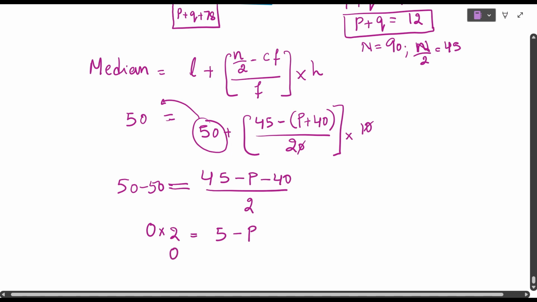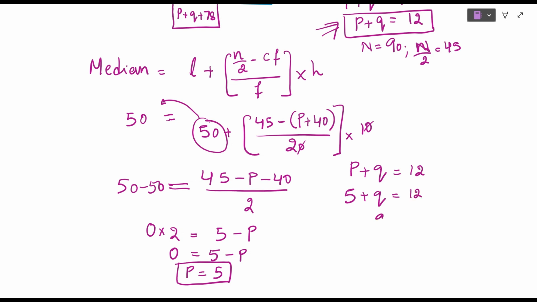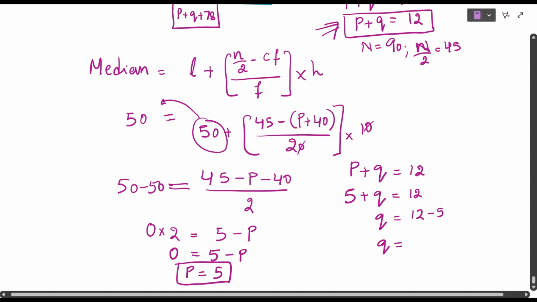So 0 is equal to 5 minus P, and P will be equal to 5. So the value of P we got is 5, students. Now we know that P plus Q is equal to 12. So apply P here and find the value of Q. So Q will be equal to 12 minus 5. How much? 7. So the values are P is equal to 5 and Q is equal to 7. Very, very easy, students.